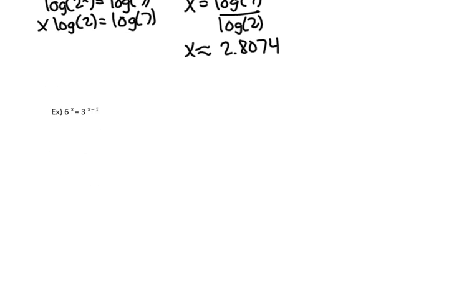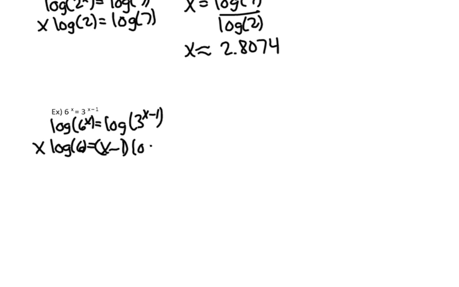Okay, again, for the final example here, there is no way I can get both of those to be the same base. I'm going to use a similar technique that I used in the last example. I'm going to take the log of both sides. I'm going to take the exponential powers of both to the outside. Now, notice on the right-hand side, I have a binomial times a number. I'm going to have to distribute the common log of 3 to the x and to the negative 1. So I'll do that now.